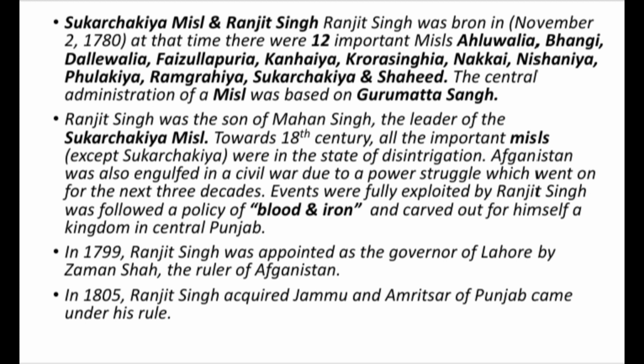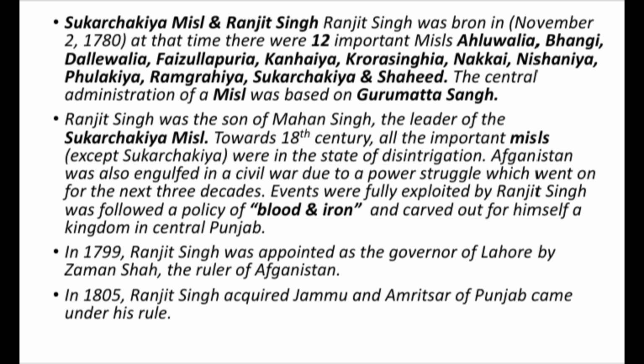At the time of the birth of Ranjit Singh, November 2, 1780, there were 12 important misls: Ahluwalia, Bhangi, Dallewalia, Faizullapuria, Kanhaiya, Karorsinghia, Nakai, Nishania, Phulkia, Ramgarhia, Sukerchakia and Shaheed.